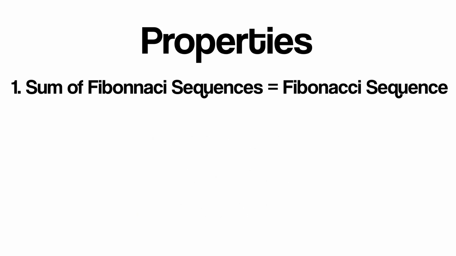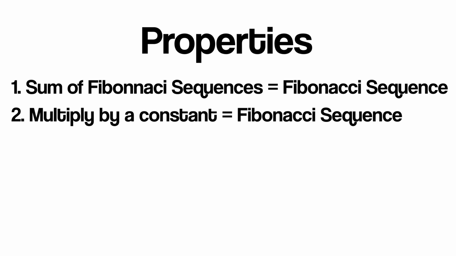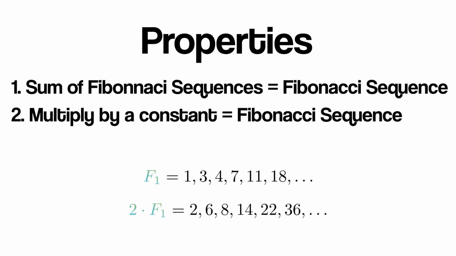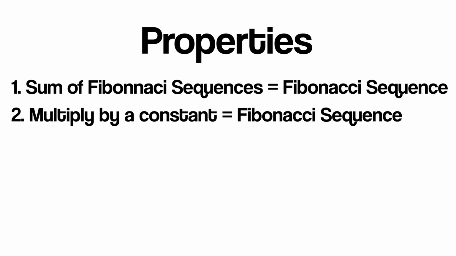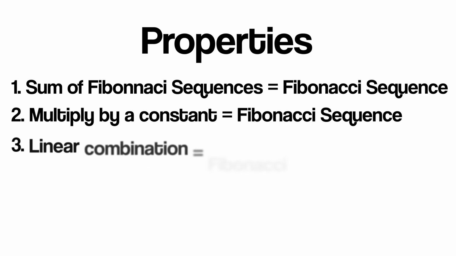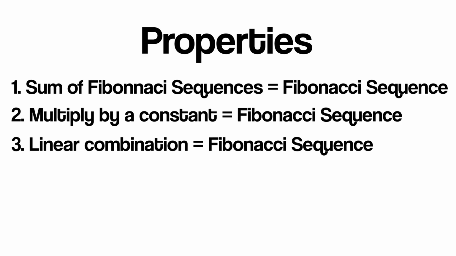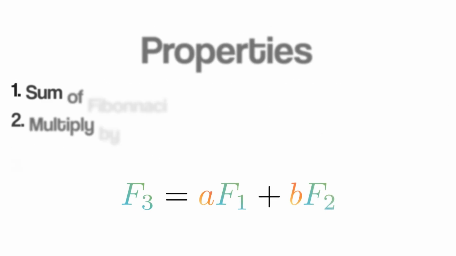Moving on, since multiplication is just repeated addition, you should also be able to multiply sequences by some constant in order to produce another one. This is also very easy to conceptualize and can be shown through this example. Multiplying this sequence by 2 produces another valid sequence, which could have been produced by adding the sequence with itself. These two properties combine to allow you to take the linear combinations of Fibonacci sequences. This just means summing up multiples of Fibonacci sequences in order to create a new one.